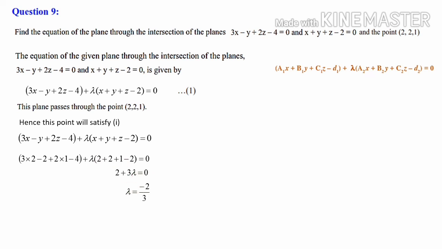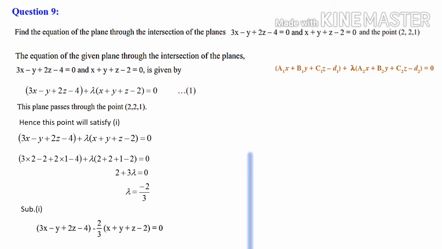Inside the bracket, plus 2 minus 2 cancel, 2 plus 1 is 3 lambda equal to 0. So lambda is equal to, plus 2 goes to the right side, minus 2 divided by 3. Lambda we have got. If you substitute the value of lambda in equation number 1, we will get the required equation. That's all. Substituting in 1: 3x minus y plus 2z minus 4 plus lambda, where lambda is minus 2 by 3, into x plus y plus z minus 2 is equal to 0.